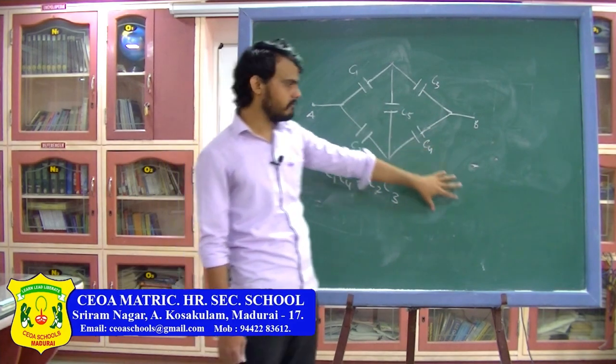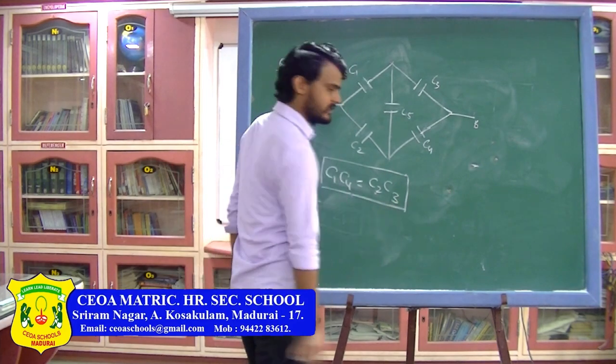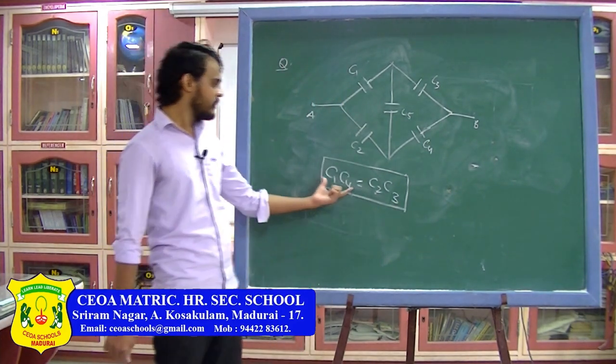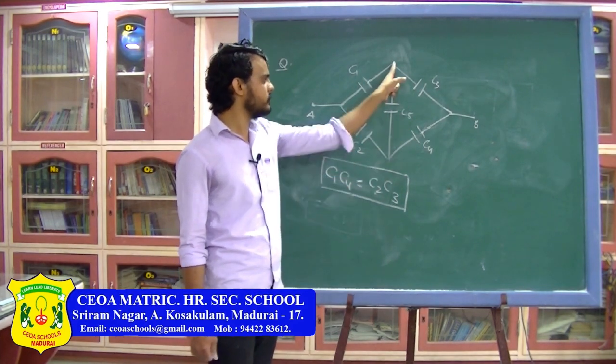So you can find the equivalent capacitance just like you have found out the equivalent resistance in current electricity. So here if this condition holds true, you can remove this capacitor or you can connect these 2 points with one single wire.